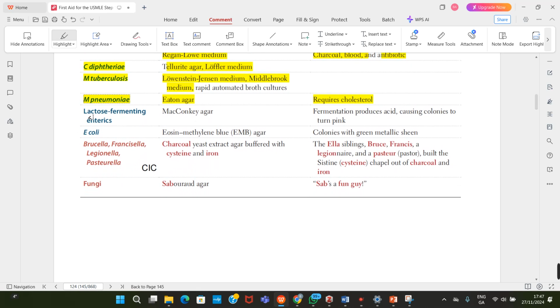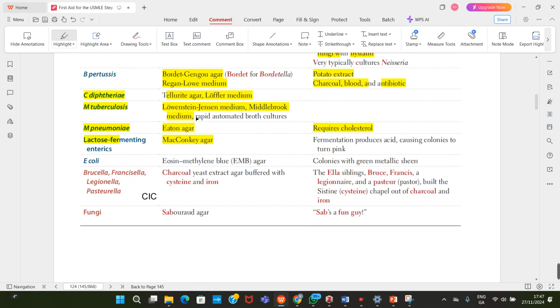The lactose fermenting enterics, about 4 or 5 of them: E. coli, Klebsiella, Citrobacter, Enterobacter. We culture them using the MacConkey agar. The MacConkey agar is for the lactose fermenting, and they give this pink appearance because they produce acid, which is a product of fermentation of lactose. So if you ferment lactose, you generate acid, CO2, and it imparts a pinkish coloration to the colonies.